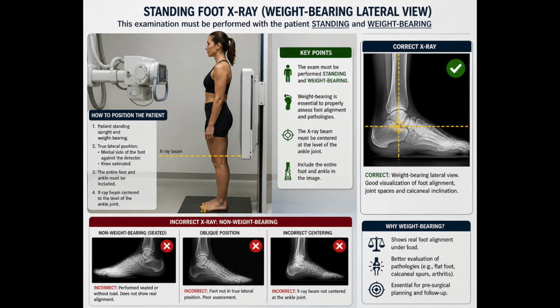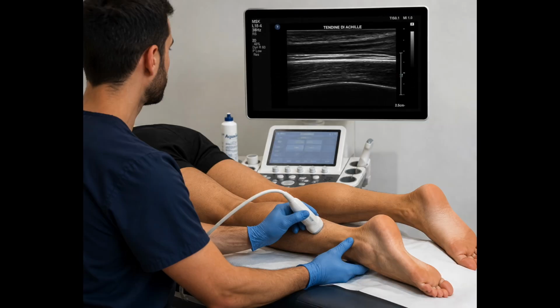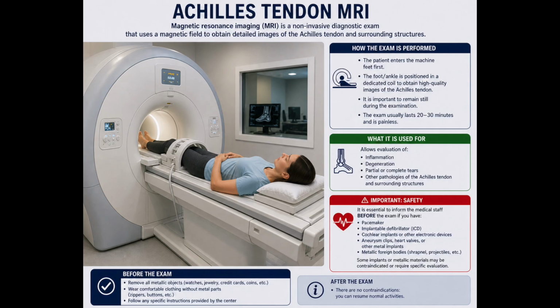Often, especially if the pain has lasted for several months, the clinical examination is supplemented by instrumental tests. X-rays are always very useful, provided they are performed standing up and not sitting or lying down. Ultrasound, which is a diagnostic test based on ultrasound, is reasonably useful, but it is absolutely not comparable to the accuracy of MRI, which therefore remains the gold standard.